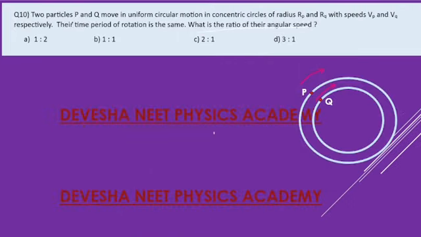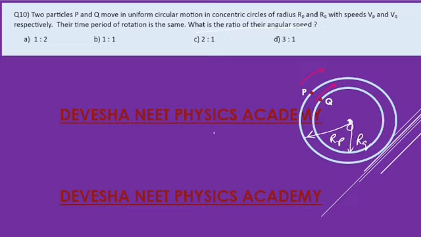In the next question, it is given to us that there are two bodies P and Q which are moving in concentric circles. Concentric circles means they have the same center, O, for example. So the radii are RP and RQ. This is RP, and this is RQ.